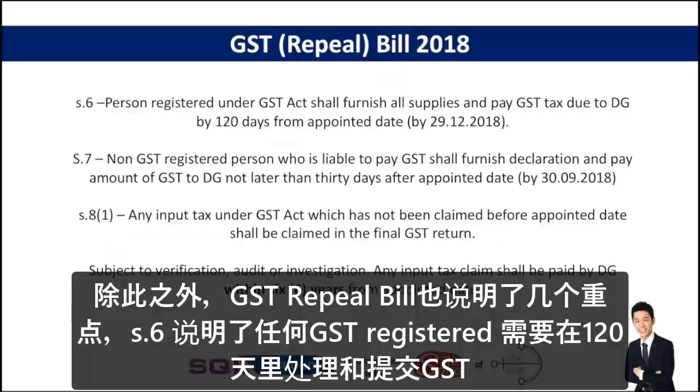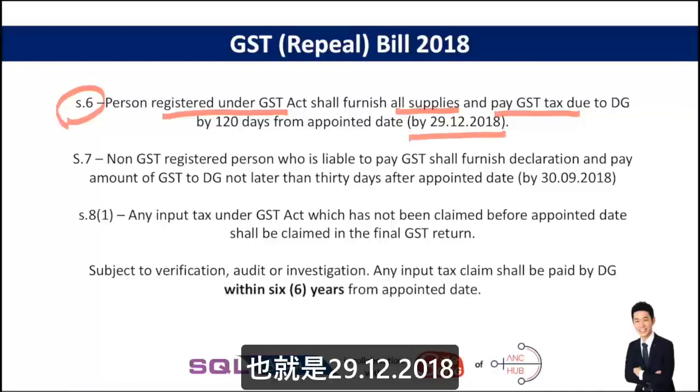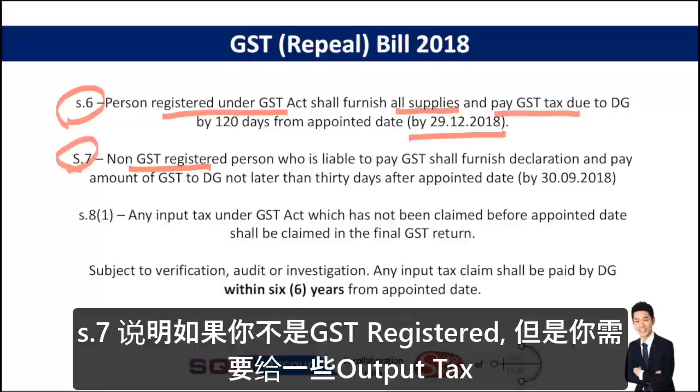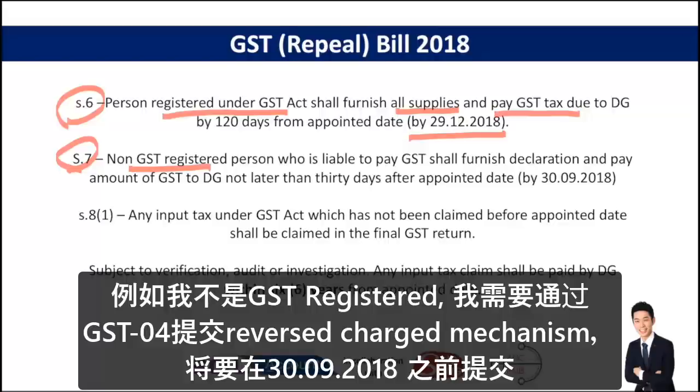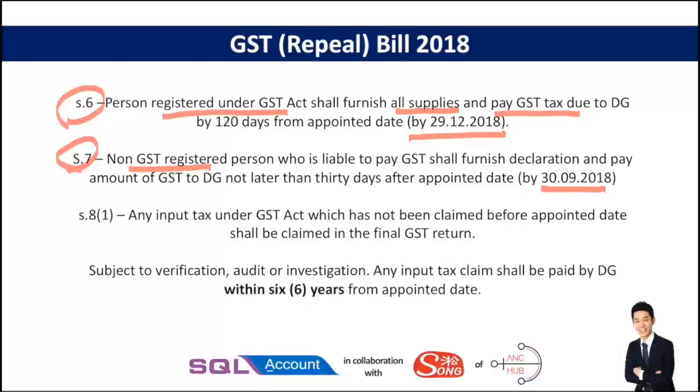Apart from this, the GST Repeal Bill also mentioned a few very important points. Section 6 says anyone that is registered under the GST Act has to furnish all the supplies and pay GST tax due by 29th of December, which is 120 days from the appointed date. Section 7 says if you are a non-registered person but you have to pay certain output tax, let's say reverse charge mechanism on output tax, you have to pay via GST-04 by 30th of September.